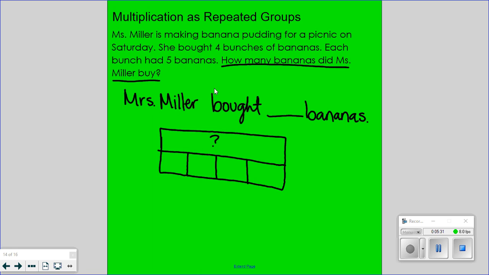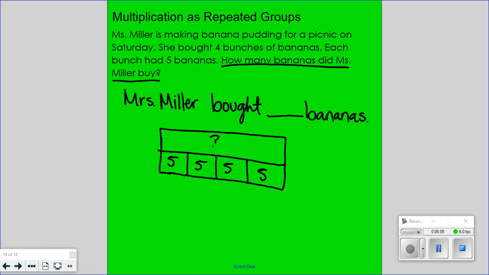Each bunch has 5 bananas. So how many bananas is in this bunch? 5. Put it in there. What about this bunch? What about this bunch? What about this bunch? Hey, that looks a little different than part whole, doesn't it? It is now part whole. Do you see it? Yeah. Alright, I have a model.